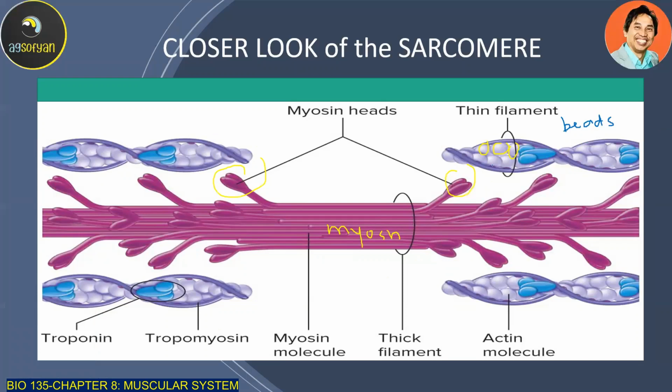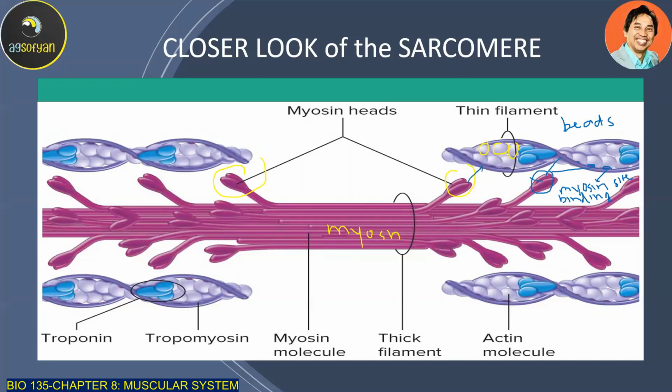And on that actin, it has a dot over here. That dot is called the myosin binding site. That is used by the myosin head to bind. So the myosin head will bind to this dot.